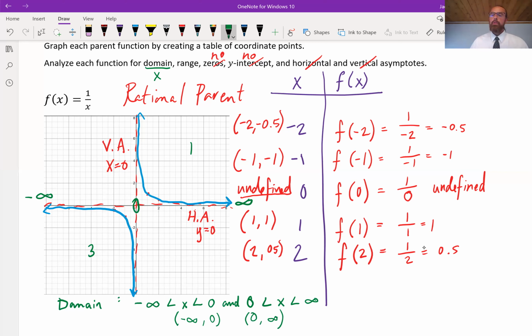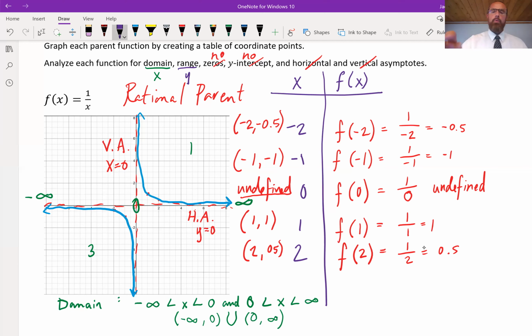And the symbol algebraically that we would use to signify the word and is this symbol, the union. So those are two ways to write the domain. One's in the inequality notation. The second's in interval notation. There are advantages, disadvantages to each. Let's finalize this example by writing the range.